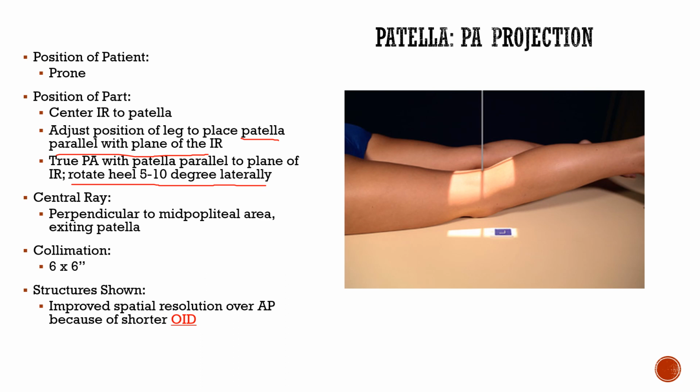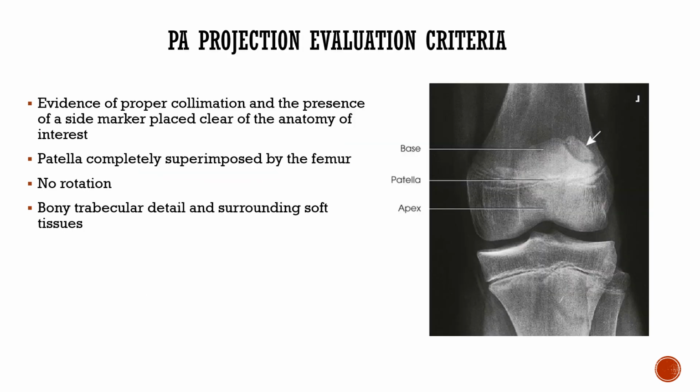The improvement of this for the patella is that we're going to have a shorter OID, compared with performing an AP projection. So this is what's recommended for a patella. And so now we can see a vertical fracture, by the way, of the patella in this patient, but we're able to see the patella is much closer to the image receptor and get higher spatial resolution and less magnification also. The patella should be completely superimposed by the femur.